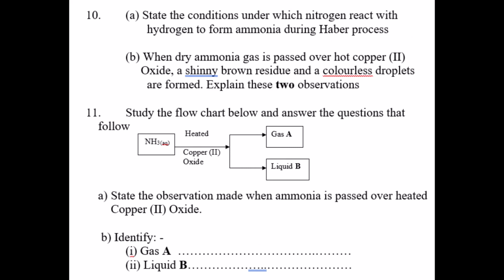Number 10, you can see number 10, condition necessary for Haber process. Part B, you can go through it again. Then question 11, qualitative, this is oxidation reduction process of copper(II) oxide using ammonia. Just go through that question and attempt it.